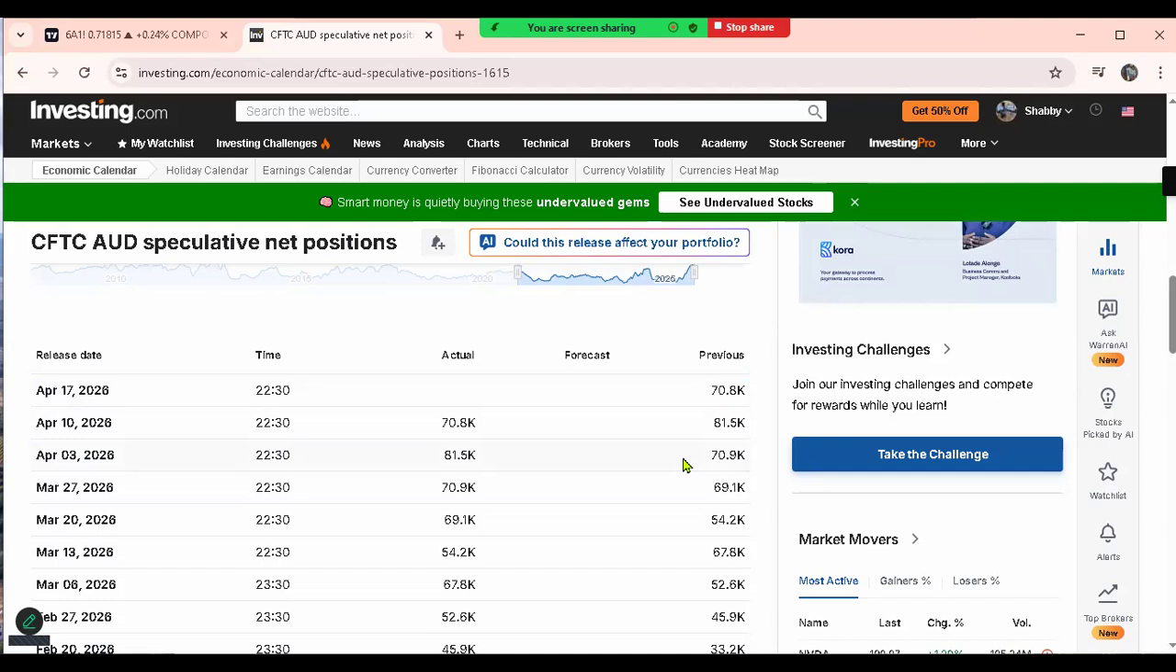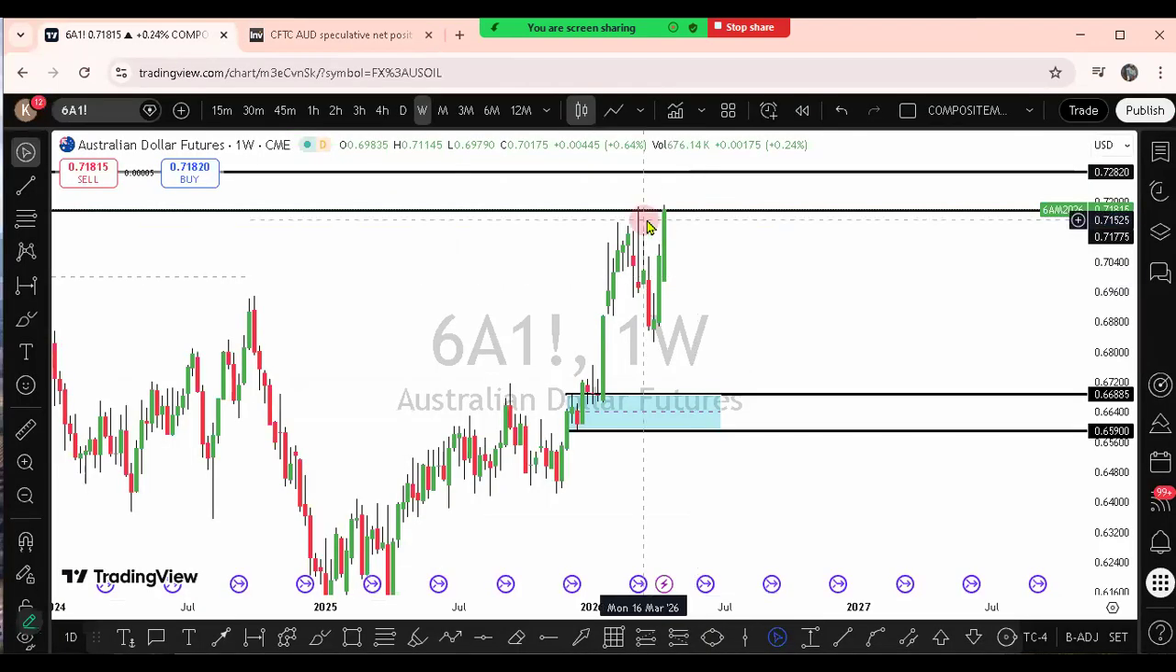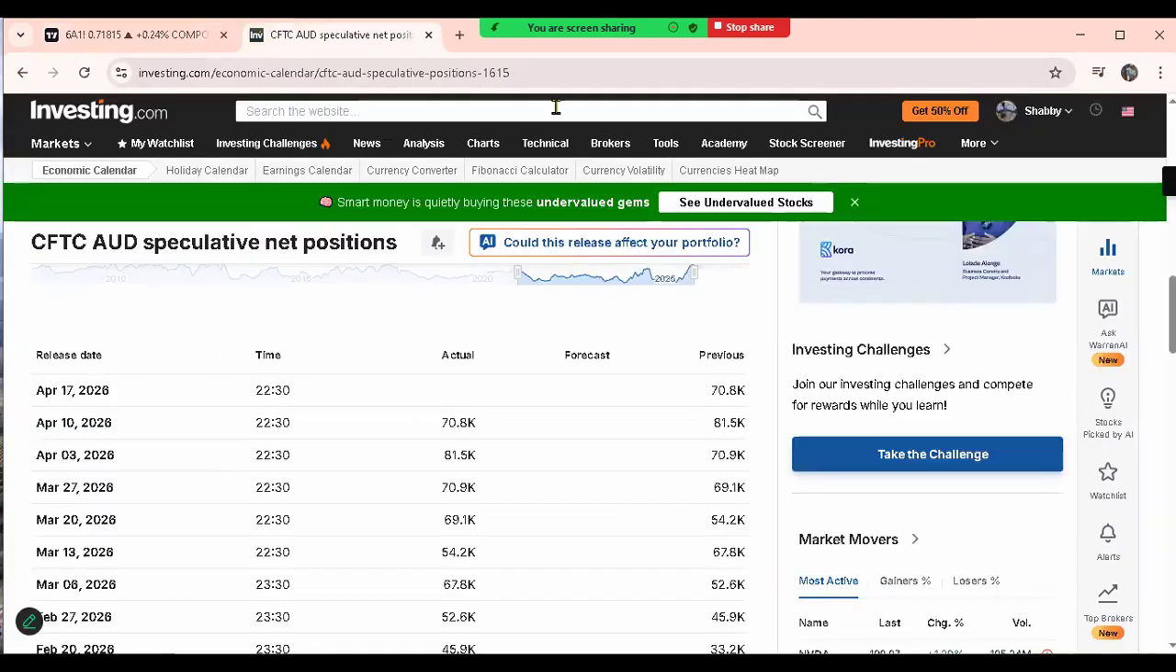A difference of almost 10,000 contracts. This means that institutions have started hedging short, right? And most of the time when they do this, probably they are closing their longs. For institutions to close their longs, they open the short positions. So let's see if indeed they are opening shorts.